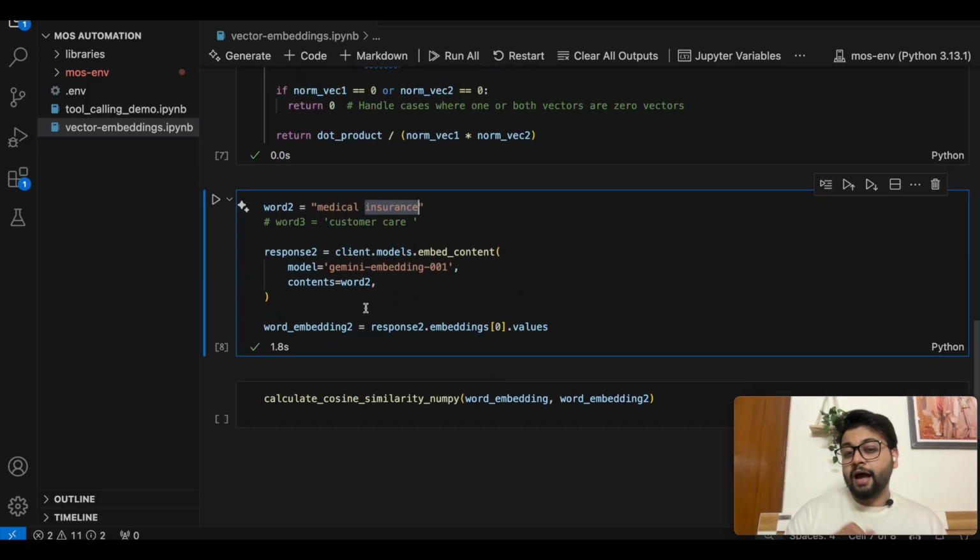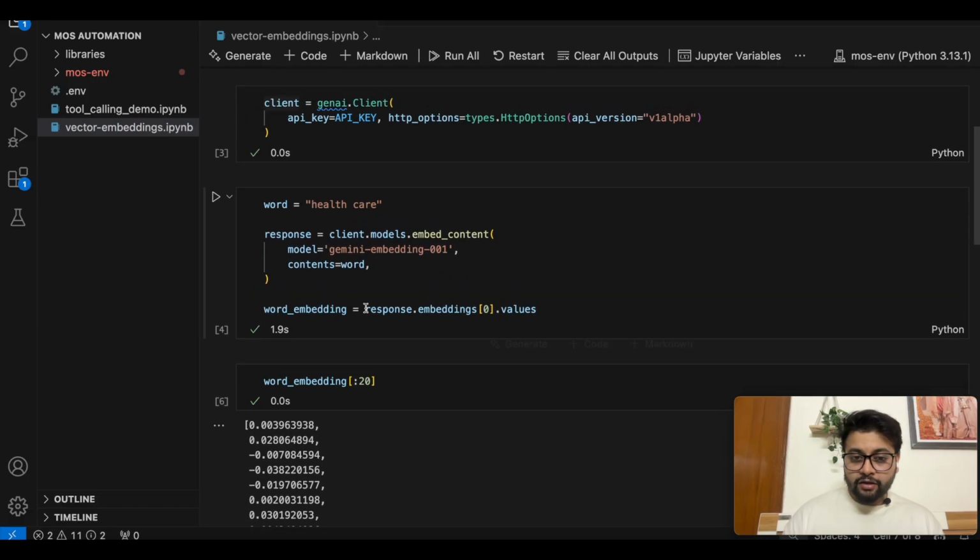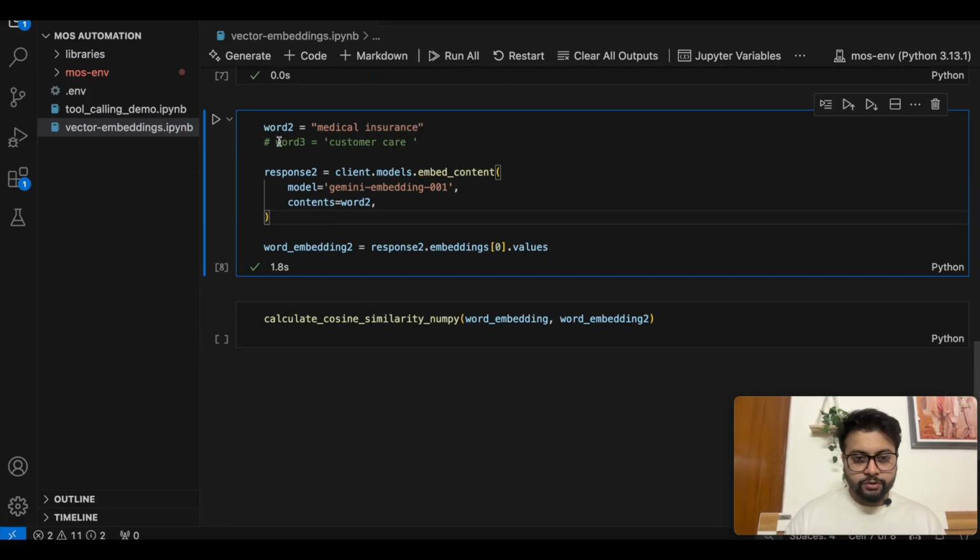So healthcare and medical insurance should be very close; the semantic meaning of these two words should be closer, because these two represent a healthcare space, right? So I'd expect that the cosine similarity between these two word embeddings should be higher than any other different embedding, right? So let's calculate that.